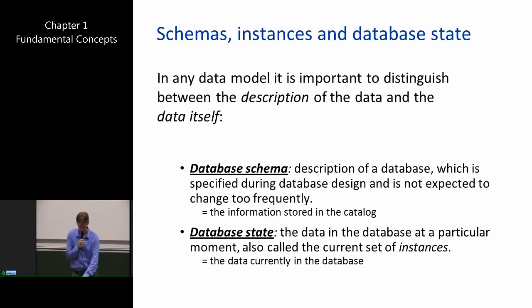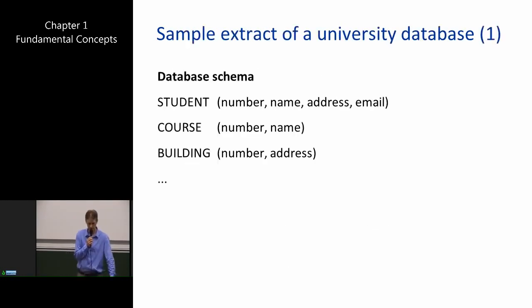So let's just illustrate that. Here you can see a database scheme. You can see some data definitions. So we have a student information concept, which has number, name, address, email, course, number, name, and building number and address. Now, this is something which is going to be static. That means that it's not going to change too frequently. It may change. For example, at some point, you also want to include the student's Facebook account or student's Twitter account or LinkedIn account in the database, but those changes will not occur quite often, every now and then.